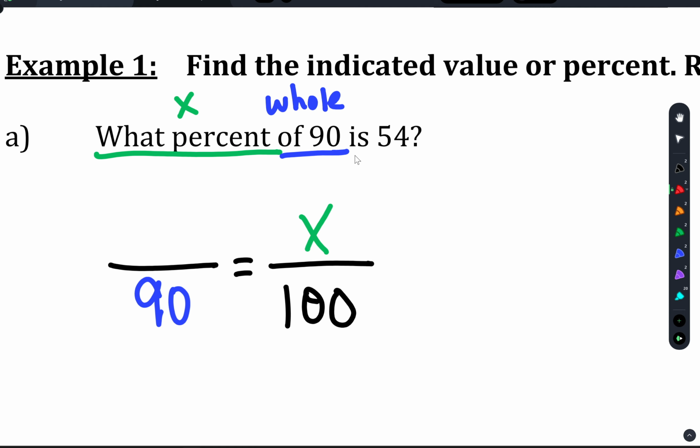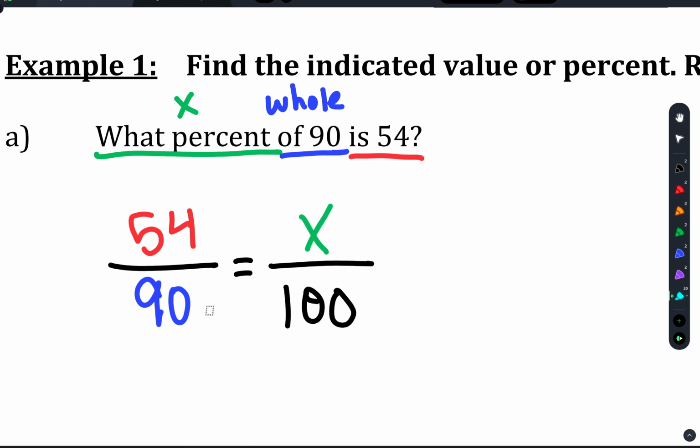Lastly, it says is 54. I know that represents the part, and that goes in my remaining spot. So it's saying 54 out of 90 is what percent out of 100? That's what we've set up here.